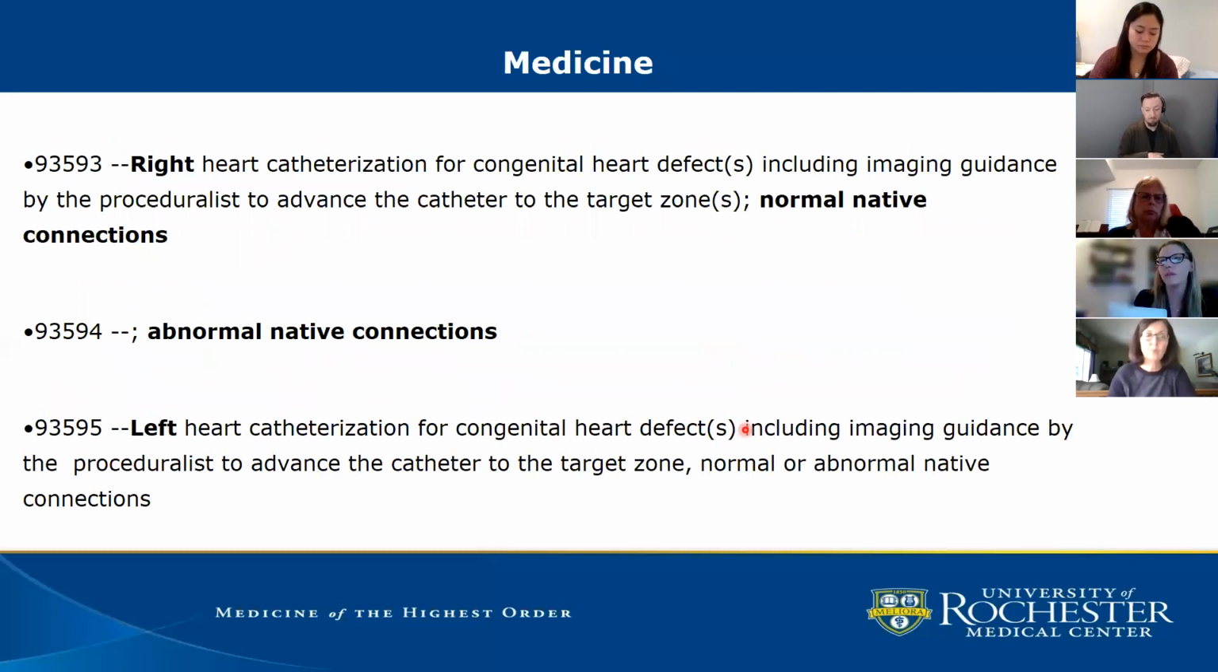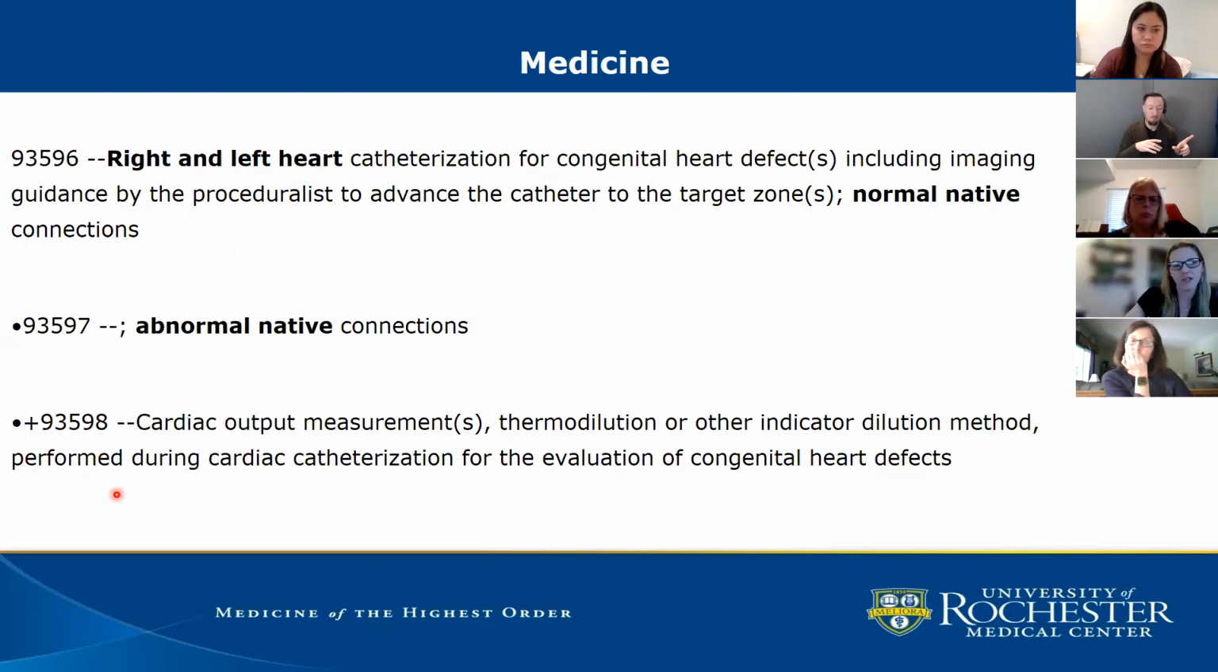Okay, a couple new codes again. These are also new codes pertaining to congenital heart defects. These are catheterization codes. So we have right heart catheterization, and that's for normal native connections. And that would be right heart if it was abnormal connections. And then the 93595 is left heart catheterization. These continue on the next slide.